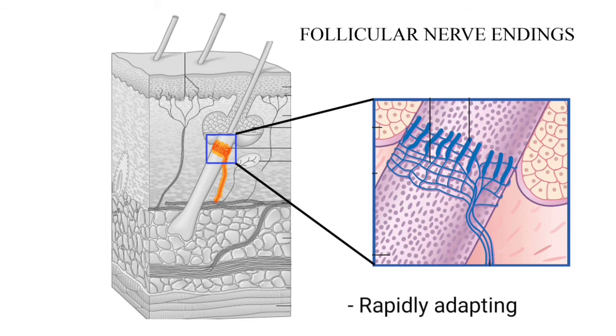Follicular units are rapidly adapting. They fire when the hairs are being bent, but not when the bent position is held. Rapid adaptation accounts for our being largely unaware of our clothing, except when dressing or undressing.